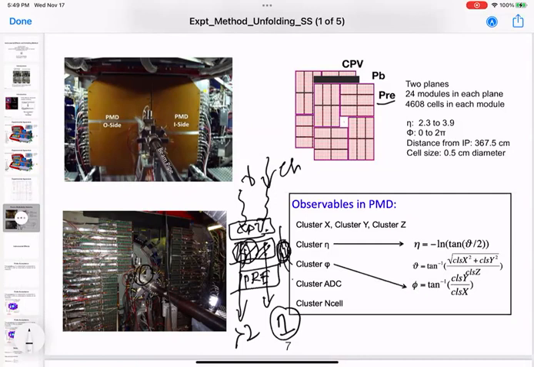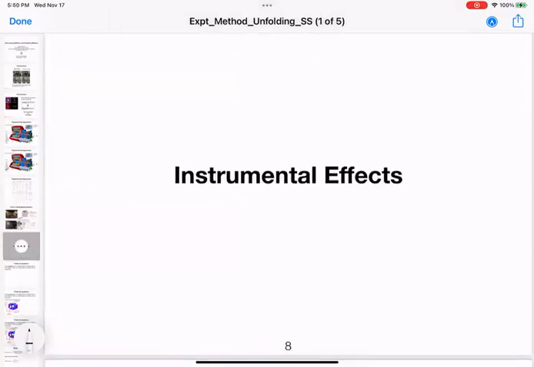Okay. So in the PMD, we can also measure at which point the particle hits the detector. For example, if it hits here, we know the X and Y position in the detector, which is called the cluster X, Y, and Z. And from these X, Y, Z numbers, we can calculate the eta, the pseudorapidity, phi, these kinds of information. So having said that, let me now go to the second part of my presentation, which is about these instrumental effects. What kind of instrumental effects can we expect in our experiment?